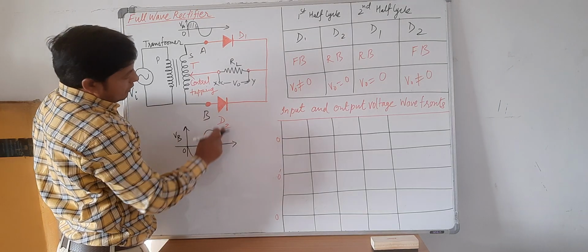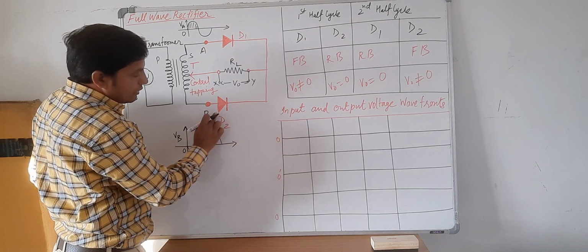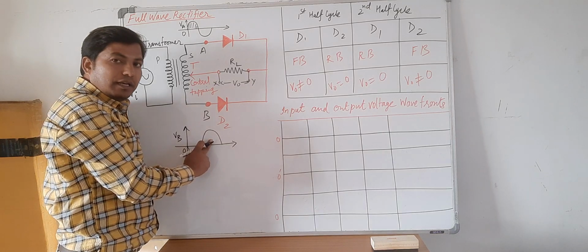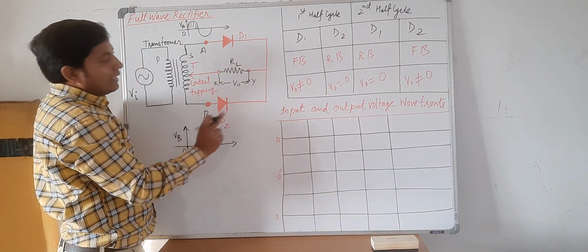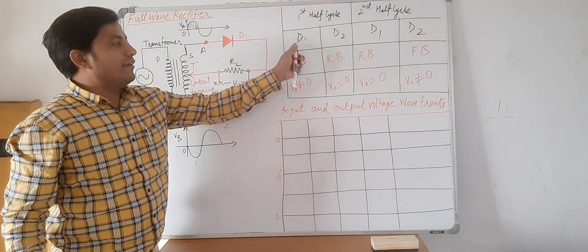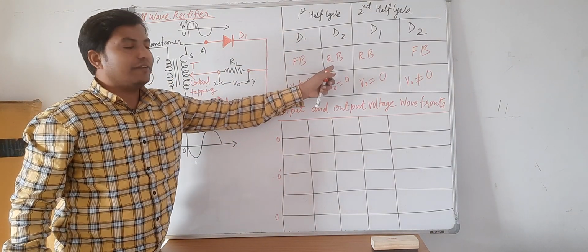And for the second half cycle, diode D2 will be positive. Diode D2 for the second half cycle is in forward biasing. So by using this table, we can check that for the first half cycle, diode D1 is in forward biasing, and D2 is in reverse biasing.